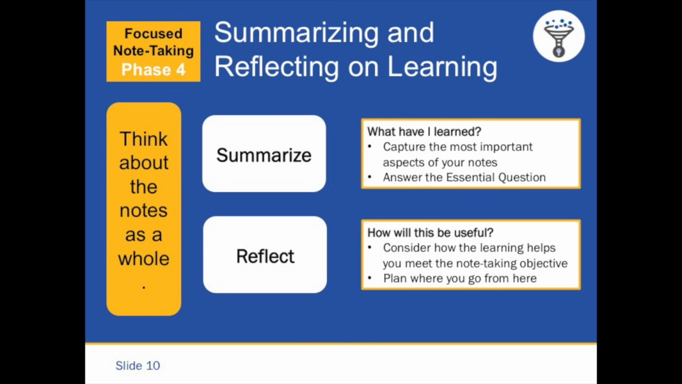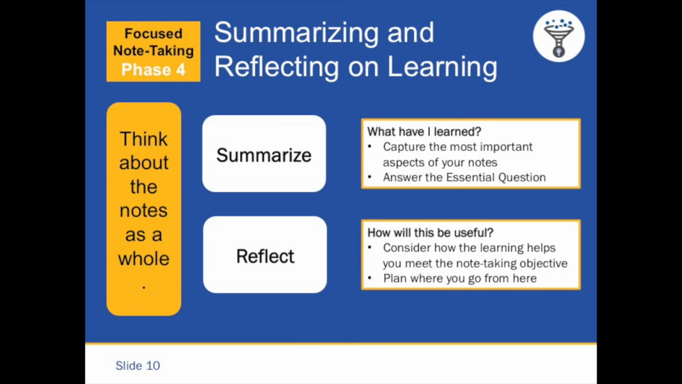Adding a reflective element to the formal closure of note-taking process helps students identify the notes that will be useful to them. The note taker once again considers the note-taking objective, which is also your essential question, and engages them in metacognitive reflection about the notes they just took. This helps you answer the question, where do I go from here?